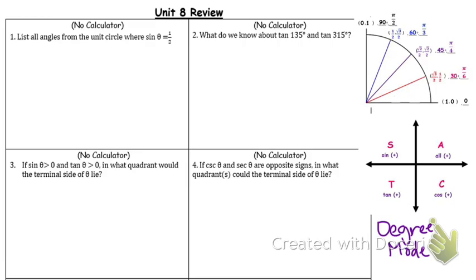It says, list all angles from the unit circle where the sine of theta is 1/2. Well, we do need to understand that the sine is talking about the y values. And if we look at our unit circle that we should have already created, we can see that that happens at 30 degrees.